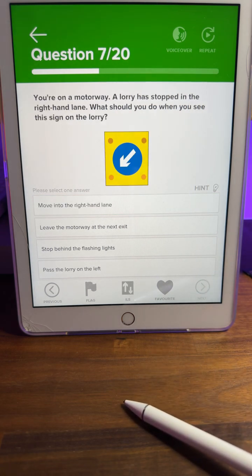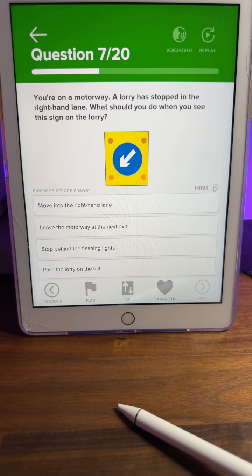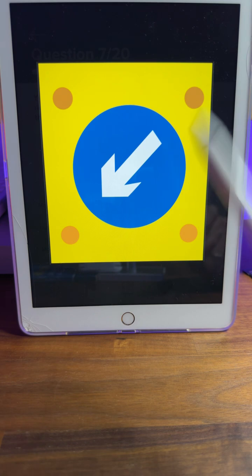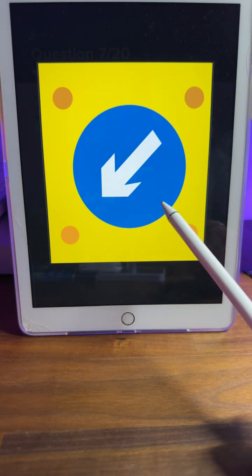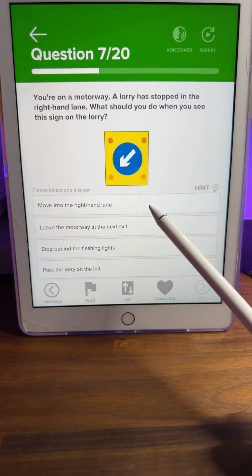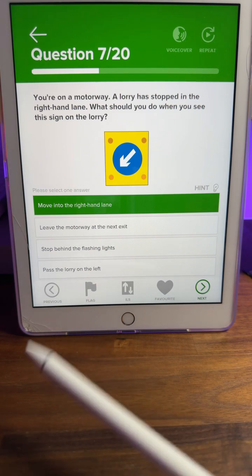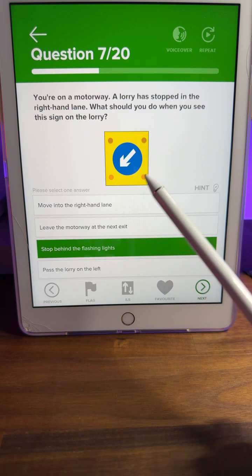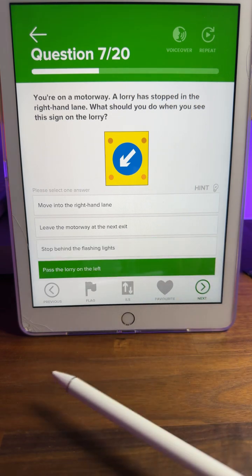Question 7. You're on a motorway. A lorry has stopped in the right-hand lane. What should you do when you see this sign on the lorry? Again, it's really easy to think about. Just simple. What does that actually tell you? What does this sign tell you, yeah? Does it tell you move into the right-hand lane? Leave the motorway at the next exit? Stop behind the flashing lights? Or pass the lorry on the left?